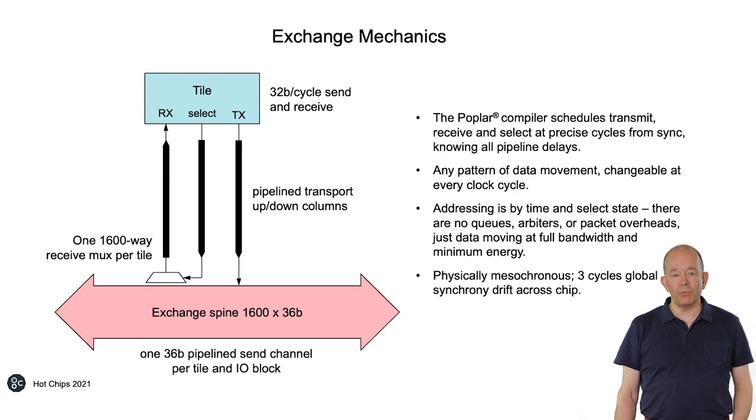The hardware is super simple. Each tile has a 32-bit send port, a 32-bit receive port, and a control port which determines the source of received data. Sent data travels up or down a column to the central exchange spine, and thence east and west. The exchange spine has about 58,000 pipelined wires. Data to be received by a tile is picked off the exchange spine by a remote mux located at the spine, which is controlled by the receiving tile.